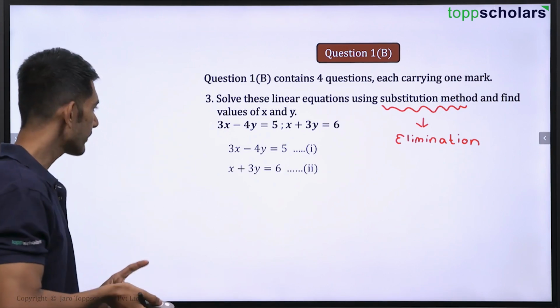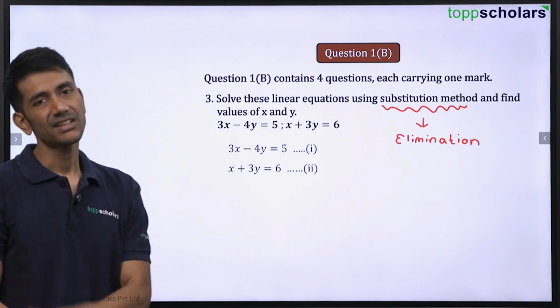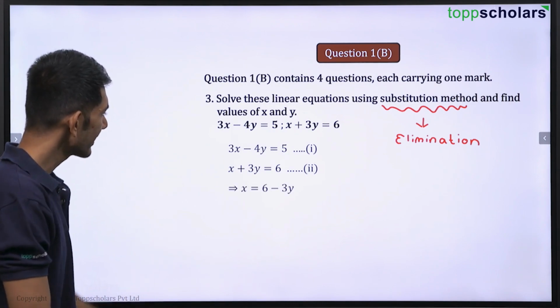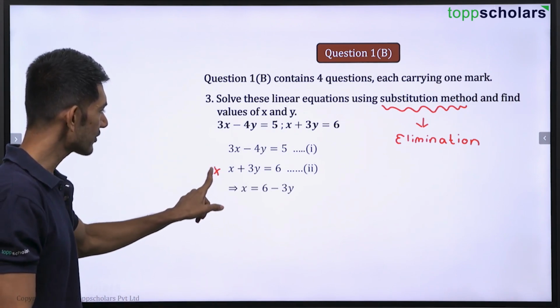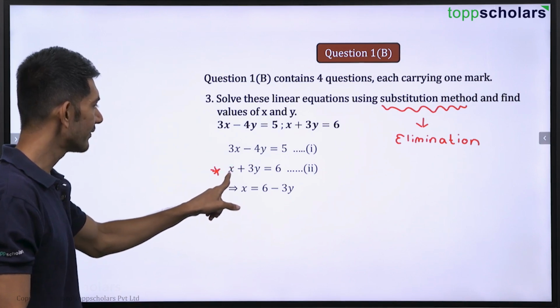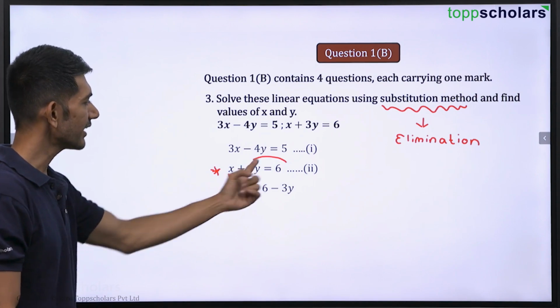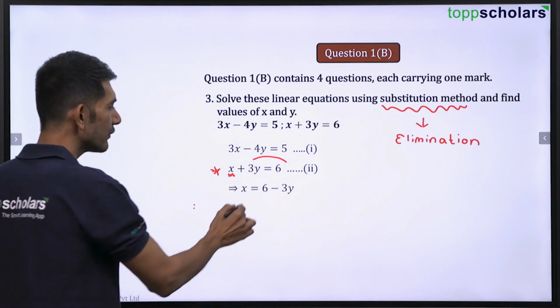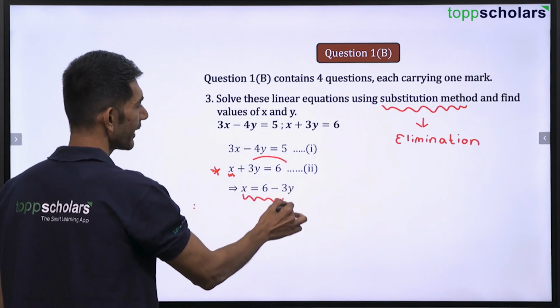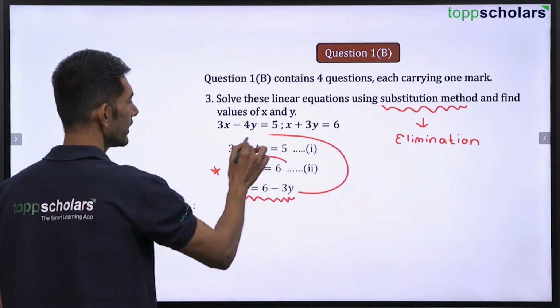This is substitution method. Pick up the easy equation. Which is the easiest equation? Can I say the second equation is the easiest equation? To have x on one side and y on the other side, that is much easy. Take 3y on the other side. Now you get x is equal to 6 minus 3y. So put it directly here.